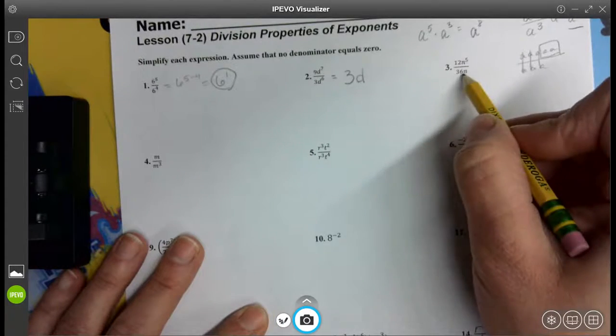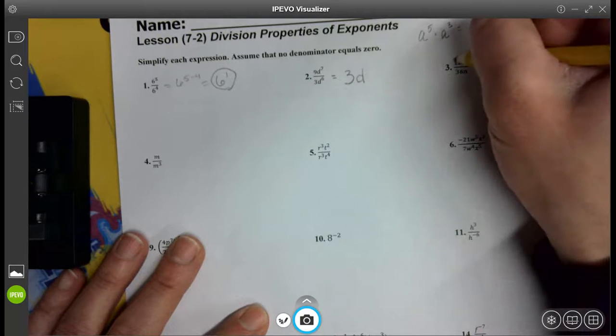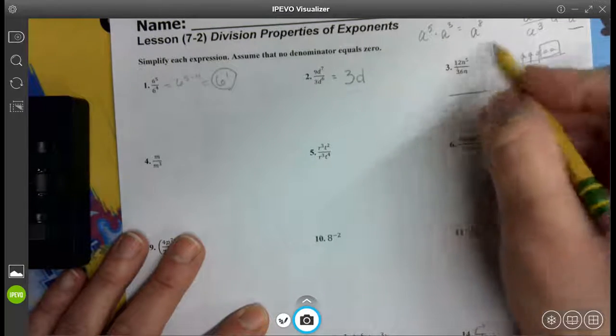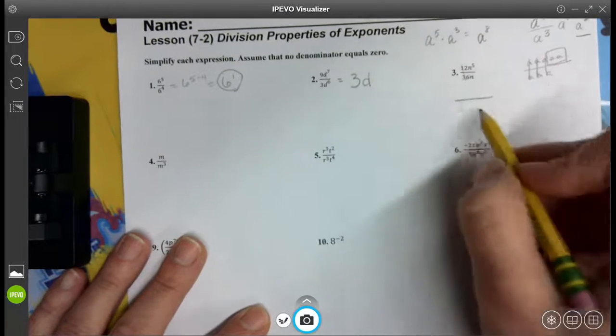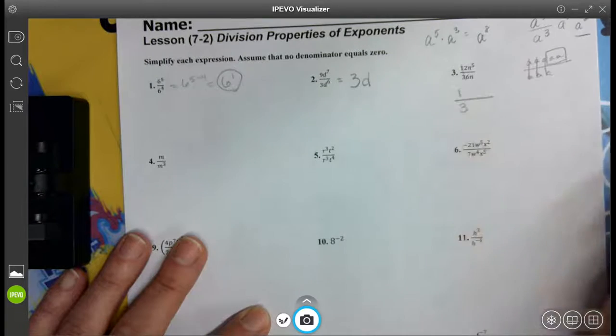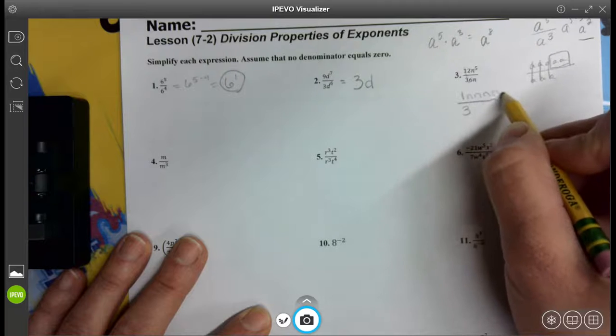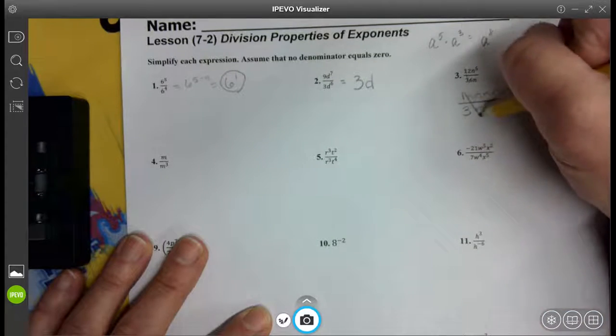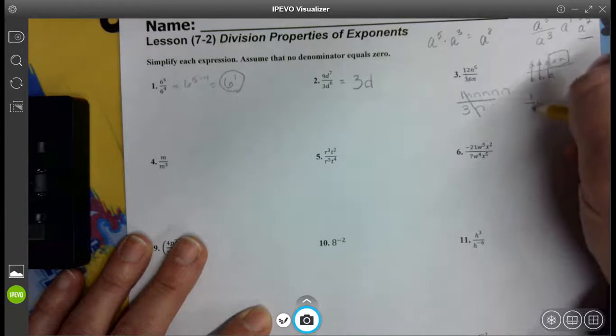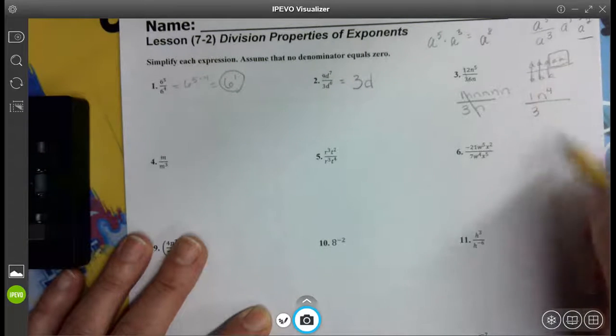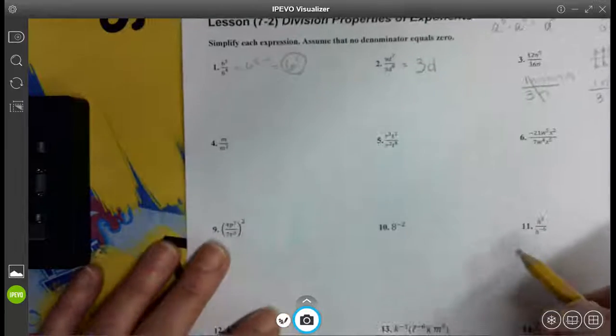12 divided by 36. Well, we can reduce it. We're not going to divide it, so we can keep it as a fraction. 12 goes into 36 3 times, so it reduces to a third. I have 5 n's on top. I have 1 n on the bottom, so I have 4 remaining on top. So it's 1/3, but it's n to the 4th. You can just leave it as n to the 4th. You don't have to write anything else.